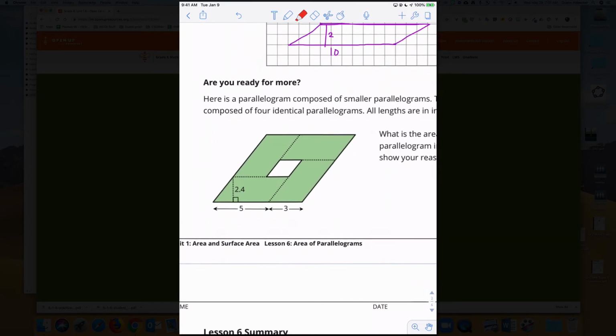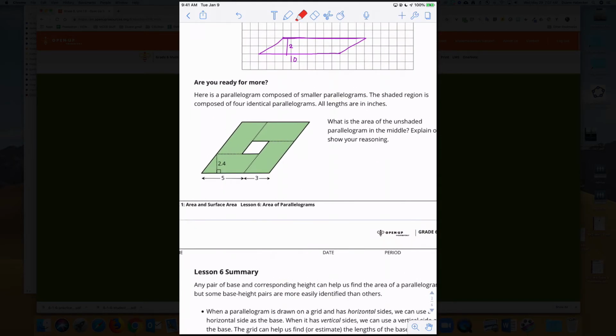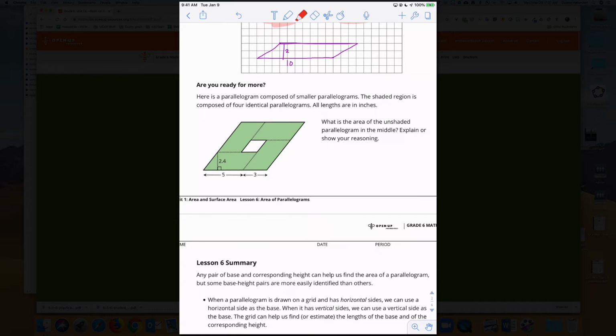All right, so this one was tricky when I first peeked at it. And it says, okay, here's a parallelogram composed of smaller identical parallelograms.